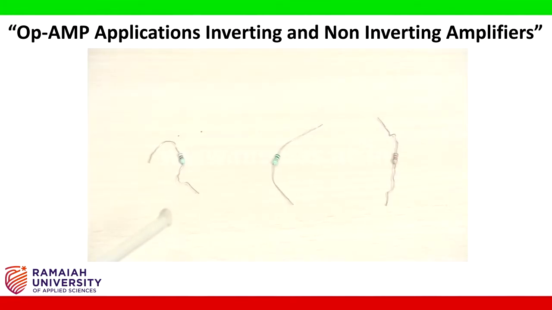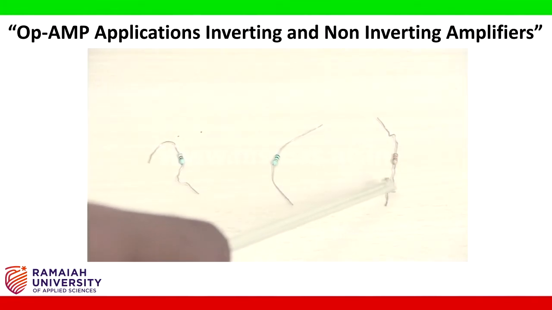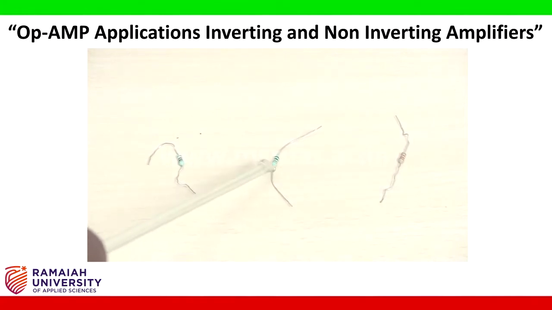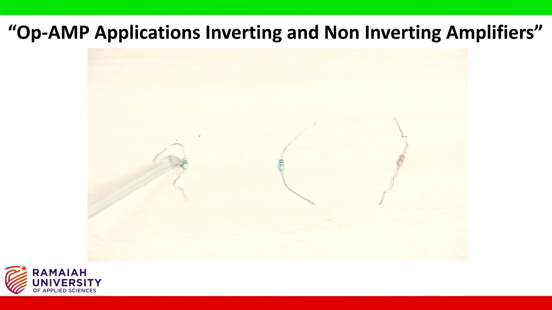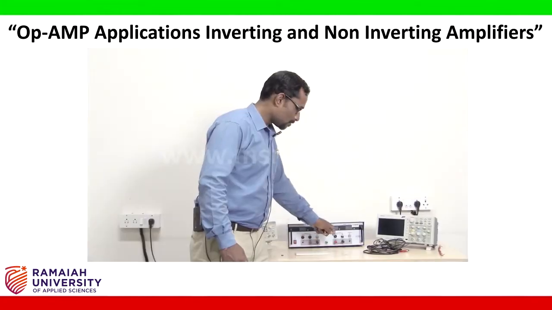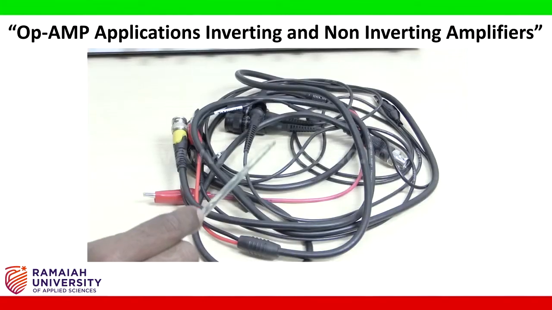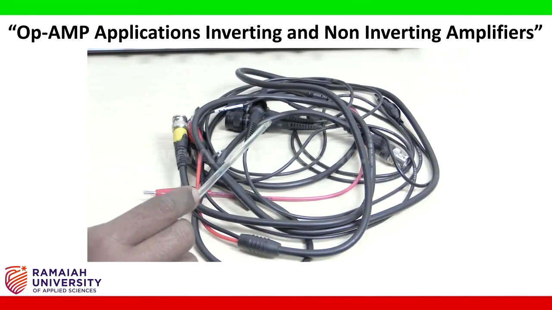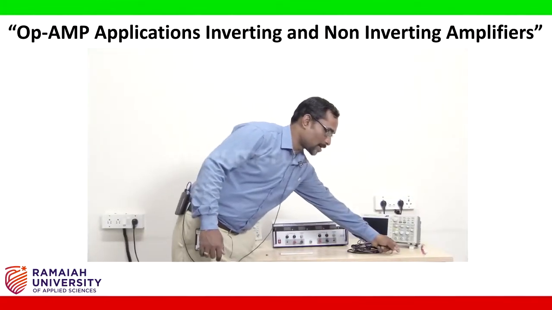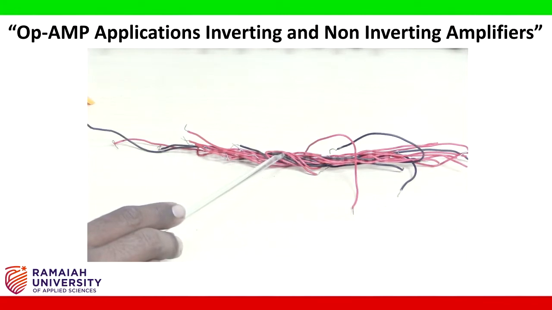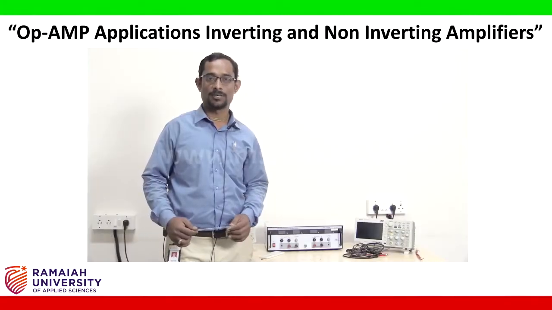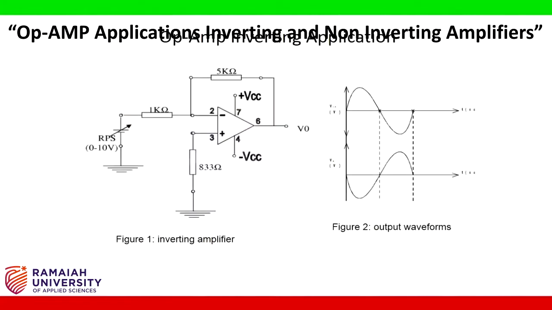Resistors. In this experiment I am going to use an 833 ohm resistor, 1 kilo ohm resistors and a 5 kilo ohm resistor. Patch cards. These are the patch cards that will be used to connect the input and output devices to the circuit. Connecting wires. These are all the connecting wires to connect the circuit. Now let us start the circuit connection for the inverting amplifier.